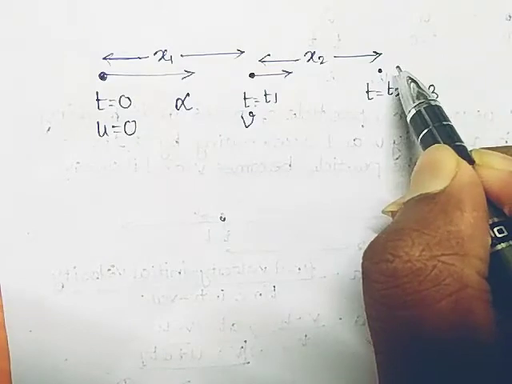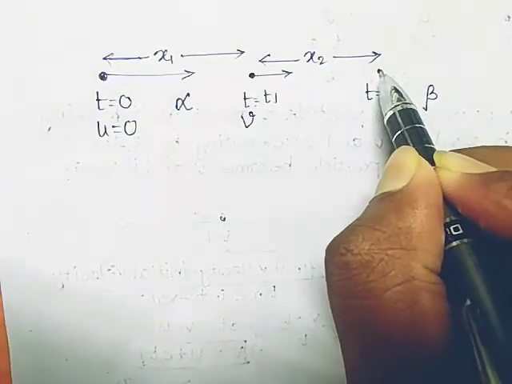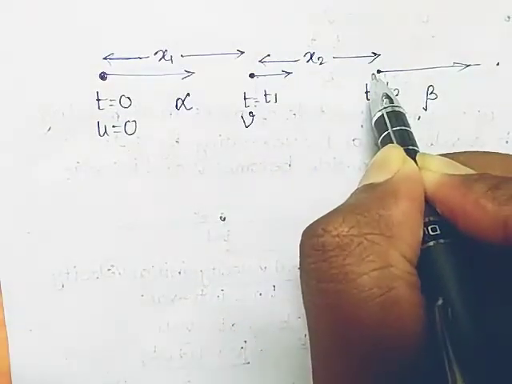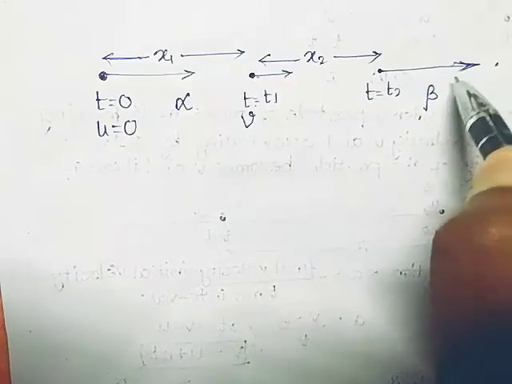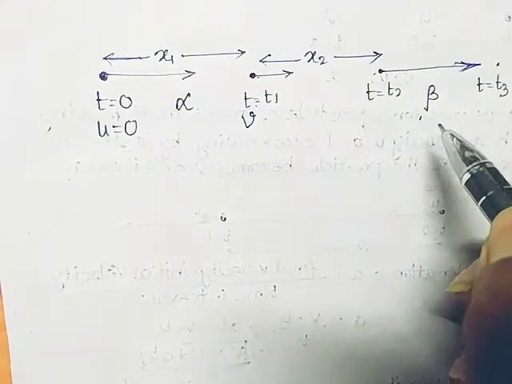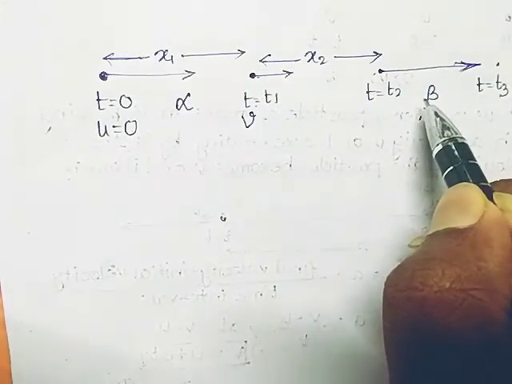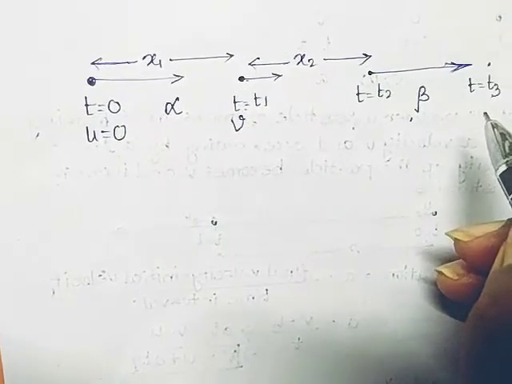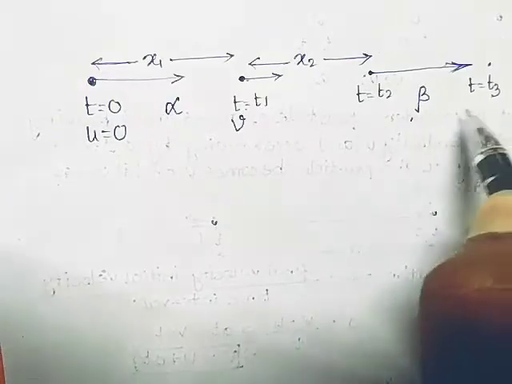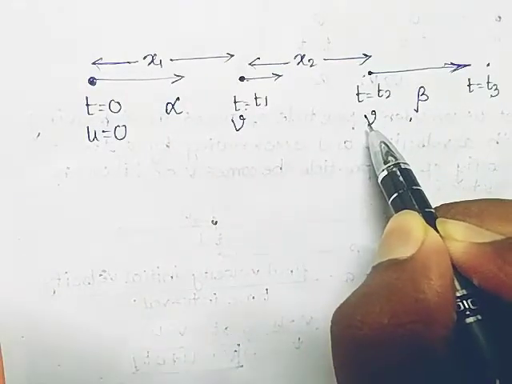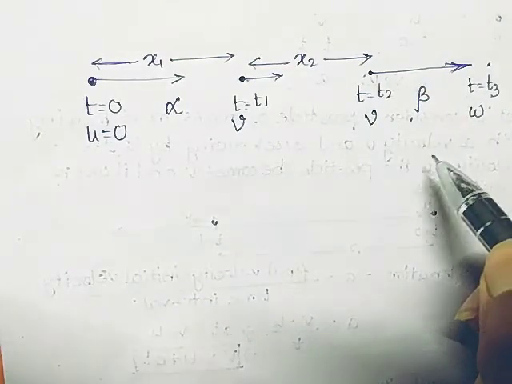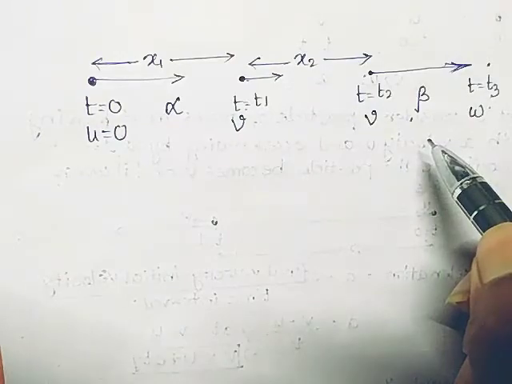Now there is a slight change from the previous one. In the previous one, this section is absent. So when t equal to t3, it is here. Here its velocity is obviously v, it has not changed, but when it reaches there, its velocity becomes w, say. Okay, w is the velocity.